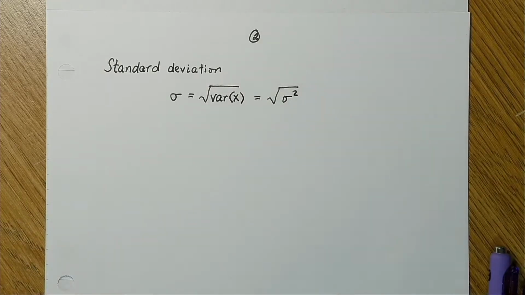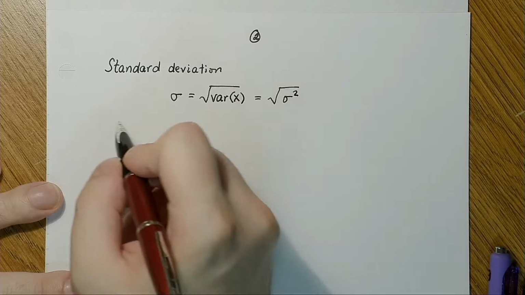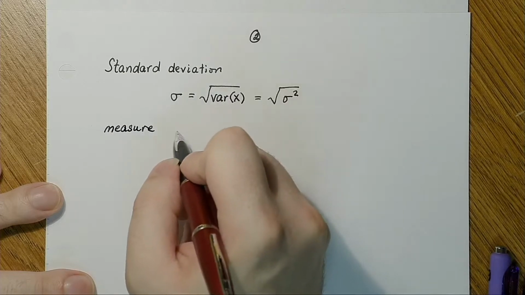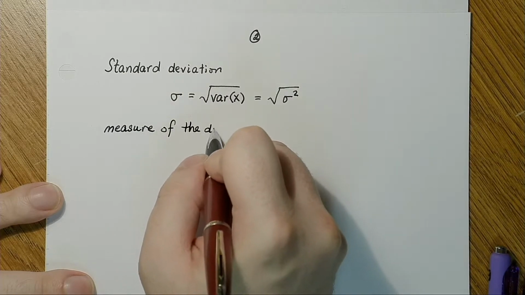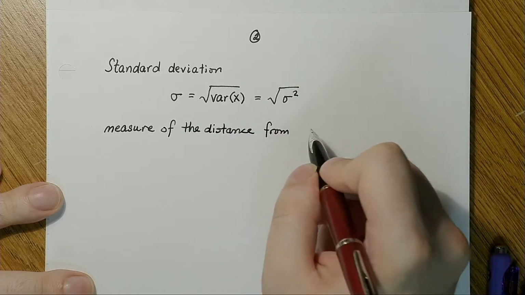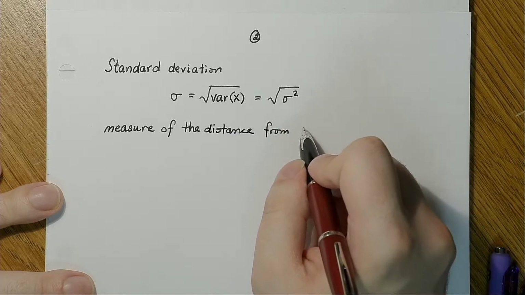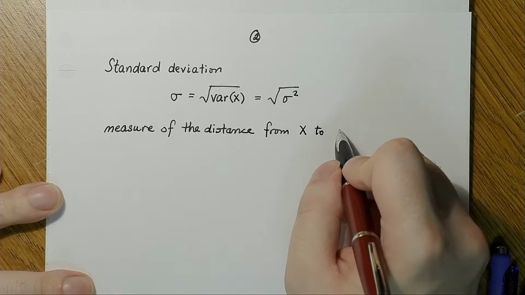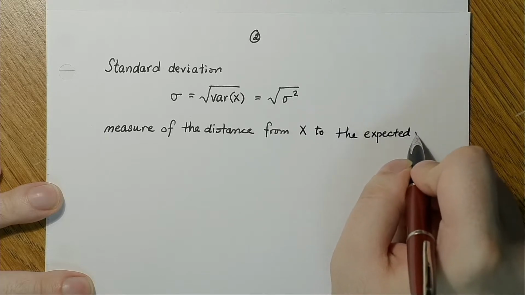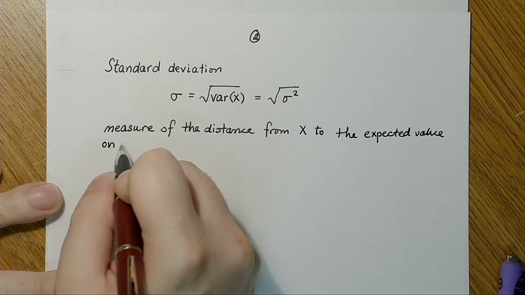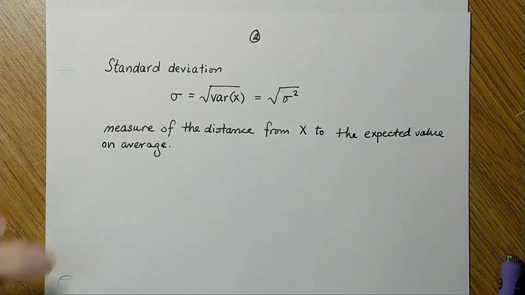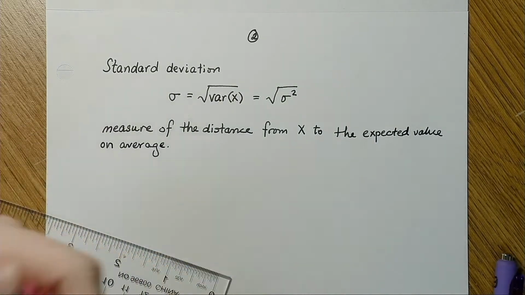Okay. And so that is a measure of the distance from X to the expected value on average. So if we go back, maybe I'll put a box. This is important.